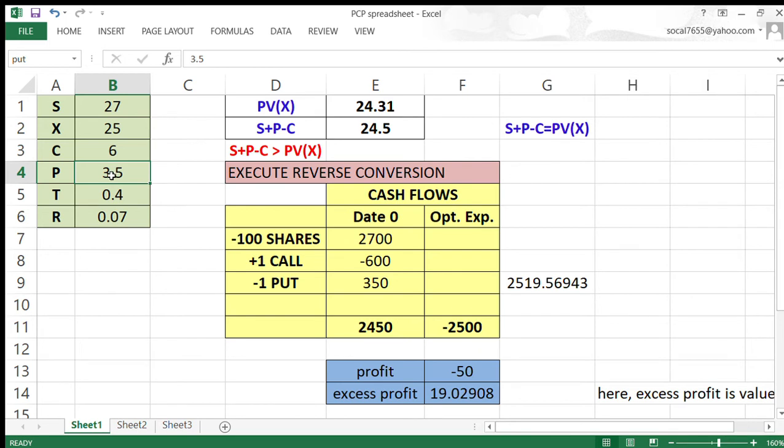And then the question becomes, what is the appropriate value for the put? Well, we just have to make a guess. So what's a fair market value? Let's just say a fair market value for this put would be $2.10.